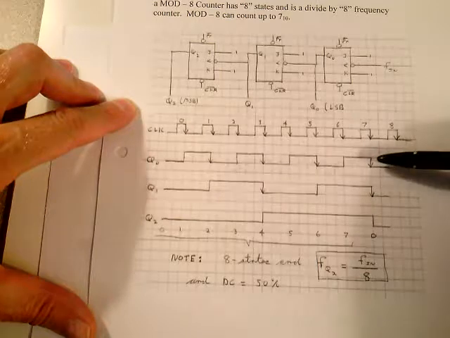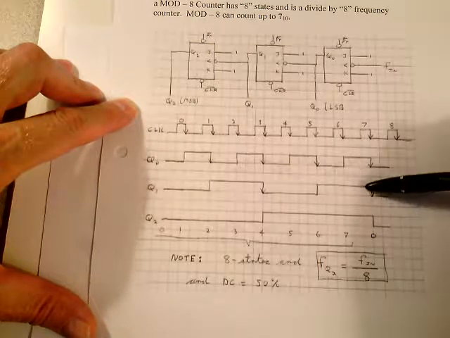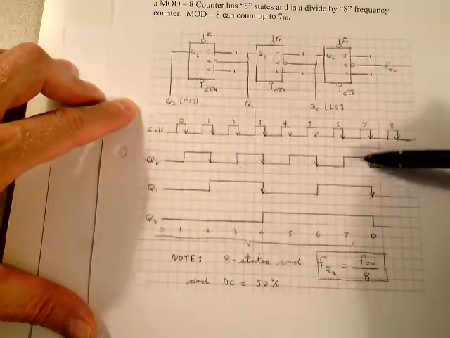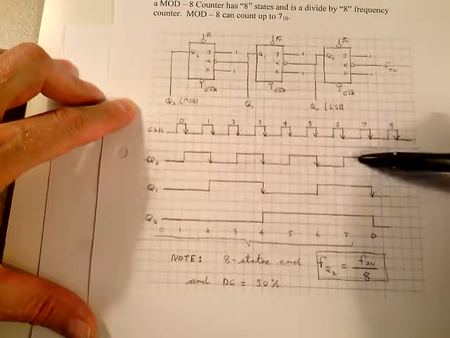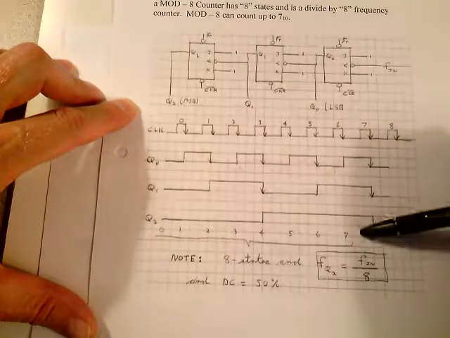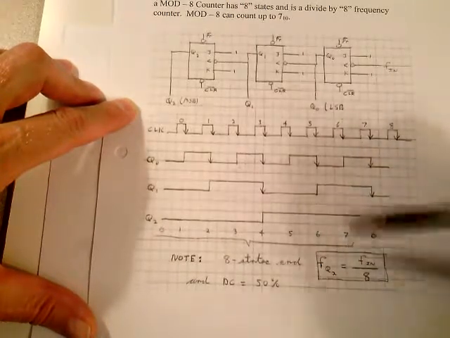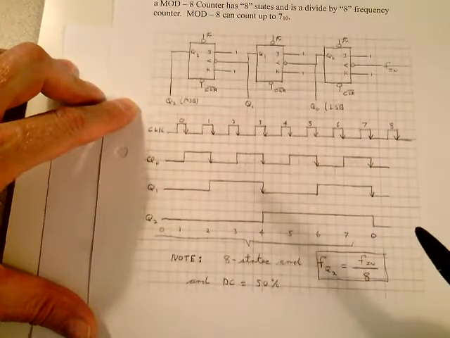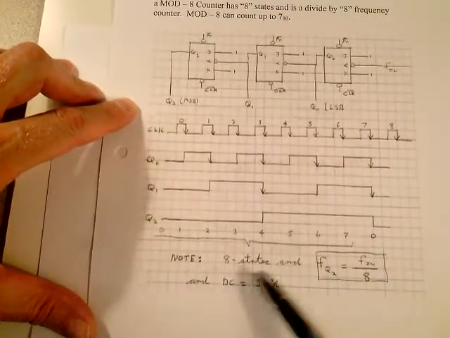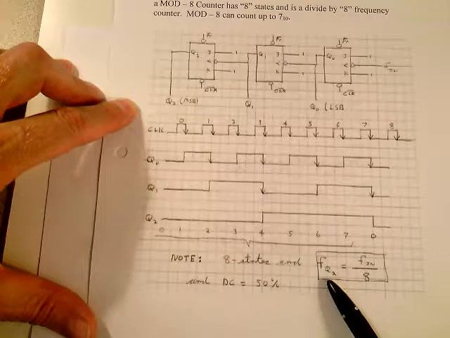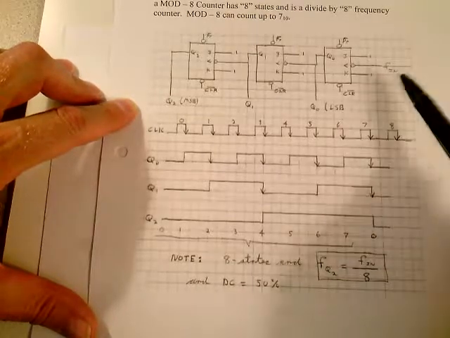Notice it can only count up to 1, 1, 1. It can count up to 7. You get a 1, 1, and a 1. So it's only going to count up to 7 here. Then it starts over again, free running. We call that free running. Note, 8 states, and the frequency of the Q2 output is the frequency in divided by 8.